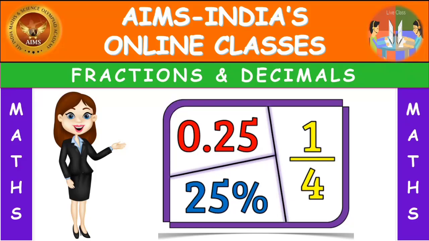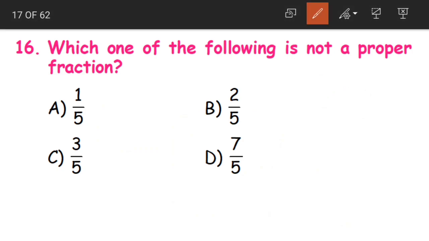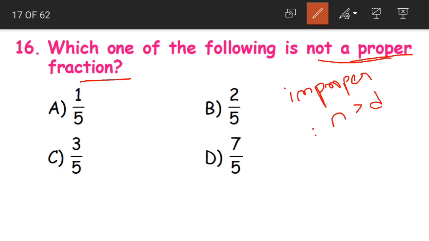So in today's class we are continuing multiple choice questions from the chapter fractions and decimals. Coming to the first question for today, question number 16. Which one of the following is not a proper fraction? What are they asking? We have to find the fraction which is not a proper fraction. That means we have to find the improper fraction. And what is the feature of an improper fraction? The numerator is greater than the denominator.